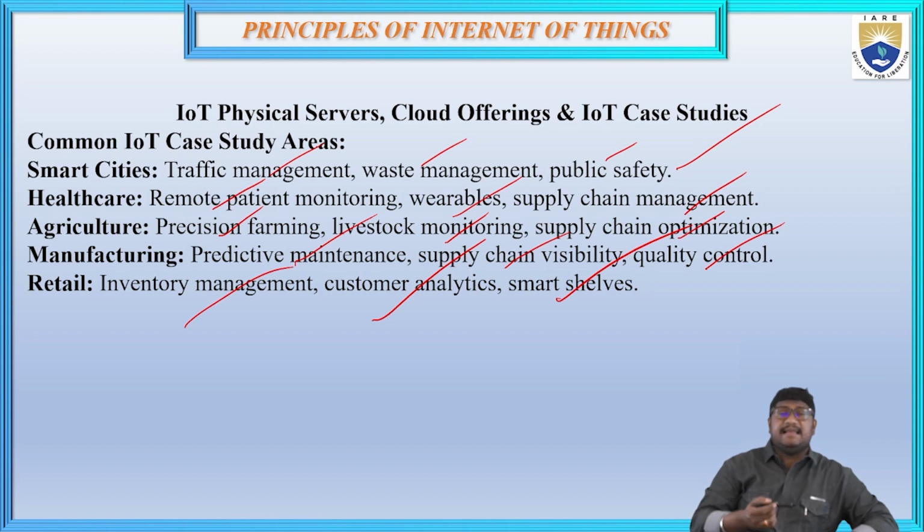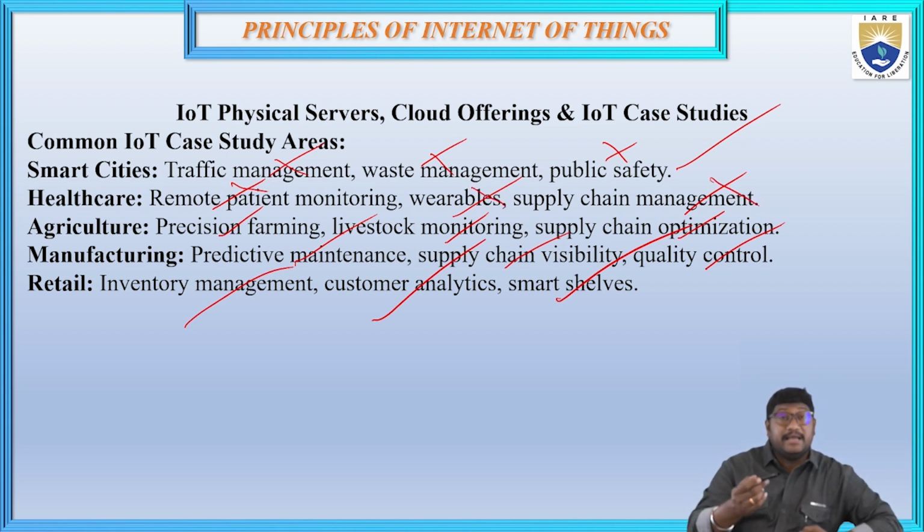The first study area is smart city. In smart cities, we have traffic management, waste management, and public safety. If you observe, all these three factors, traffic management, waste management, and public safety, are part of a smart city. And coming to healthcare: remote patient monitoring, wearable devices, supply chain management.